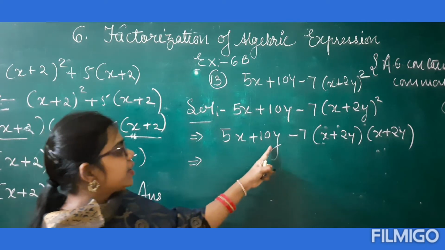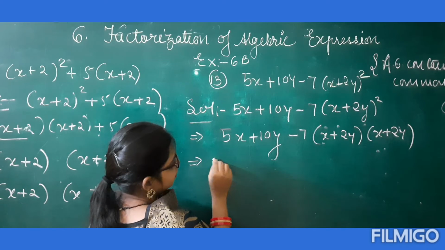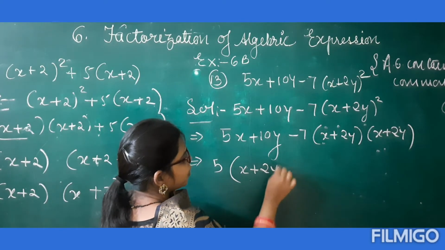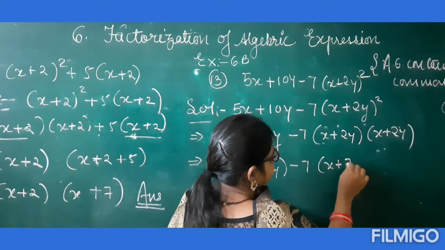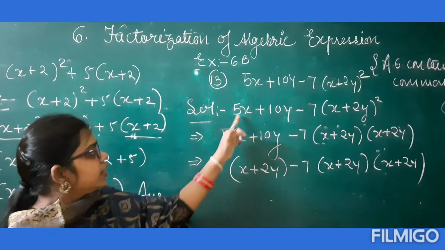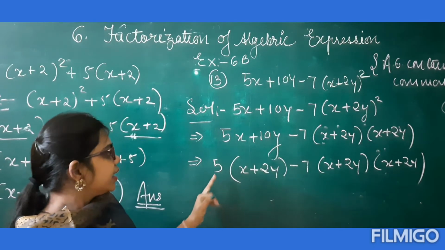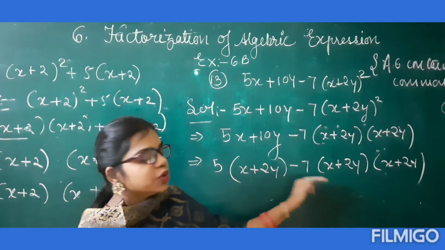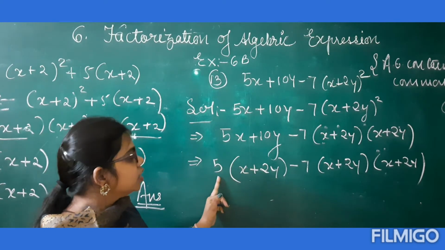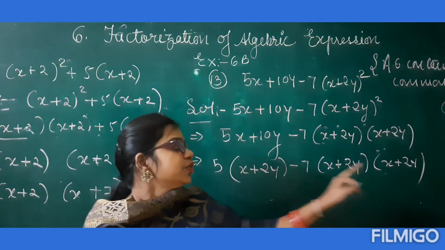Now take out the common binomial term from here. First, this 5x plus 10y: 5 is common, so what will be remaining? x plus 2y. Now write down this as the same, this will also be x plus 2y. What I did here is split this x plus 2y into x plus 2y into x plus 2y. To make the common term in both the terms, I have taken 5 common from here. If I take 5 common, what will be remaining here? x plus 2y. Again minus 7 into x plus 2y into x plus 2y.